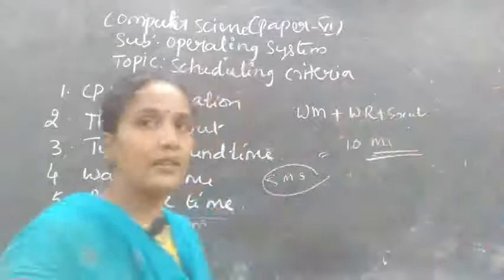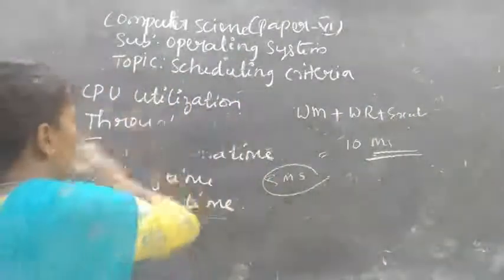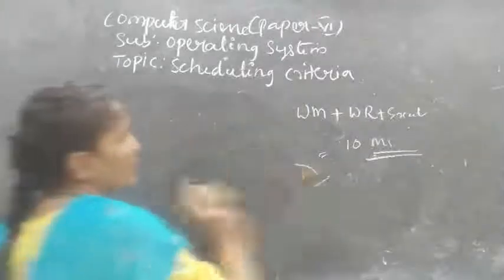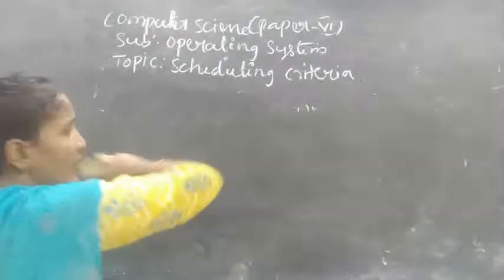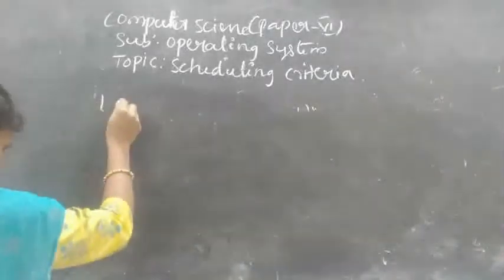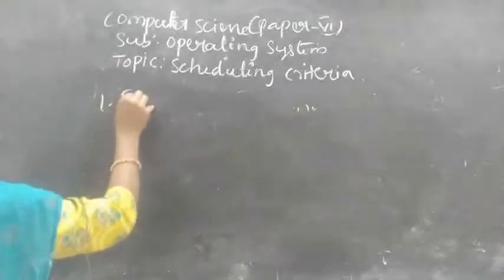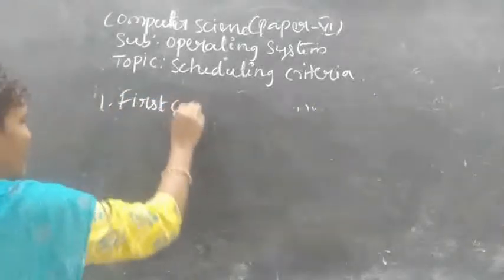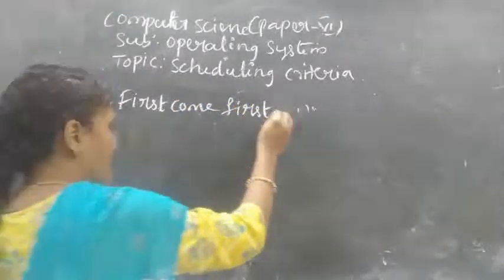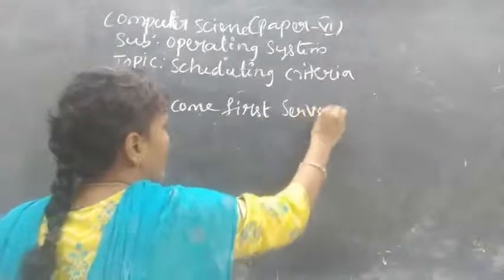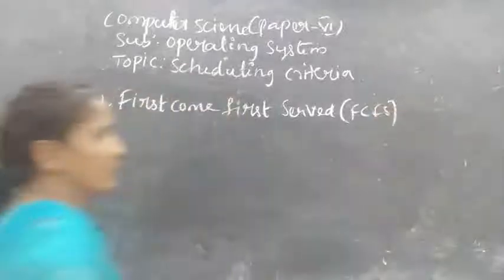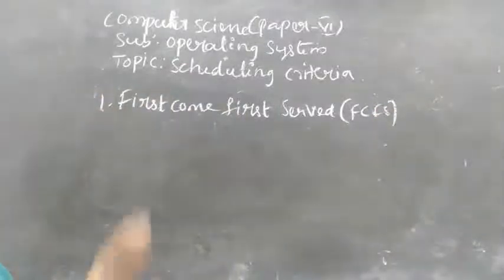Now we will discuss the different algorithms we are using. Here we have different types of algorithms. The first one is first come, first serve, FCFS.